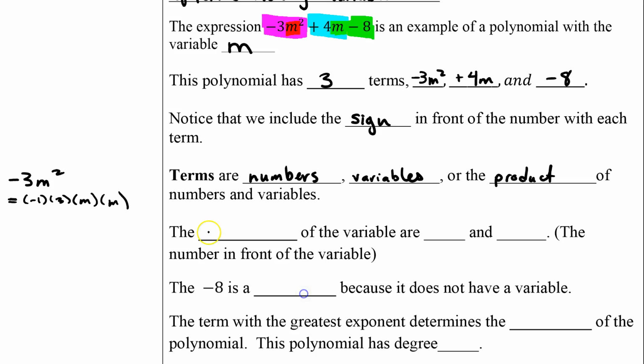The coefficient of the variable, or the coefficients of the variable, are the numbers and the sign. So the number in front of the variable. So for example, with negative 3m squared, we say that negative 3 is the coefficient.